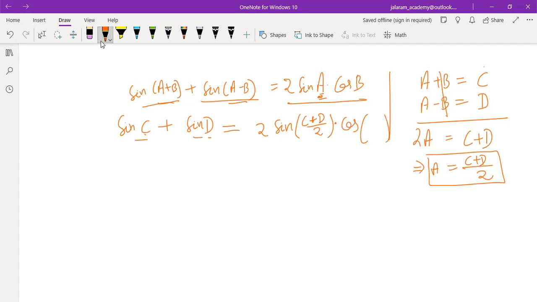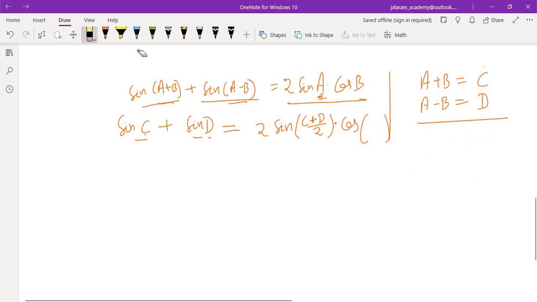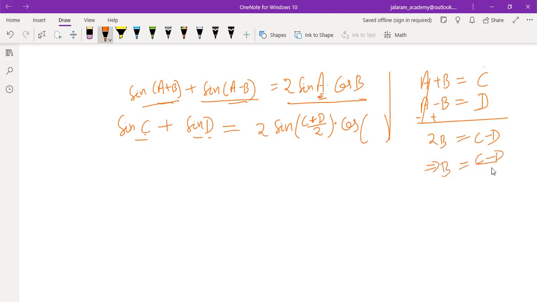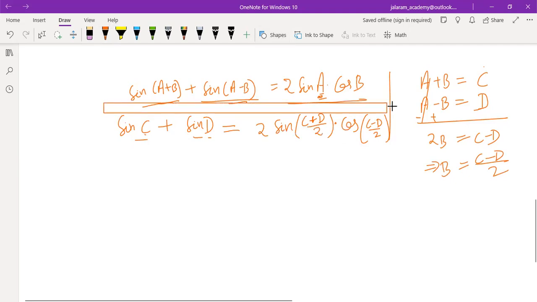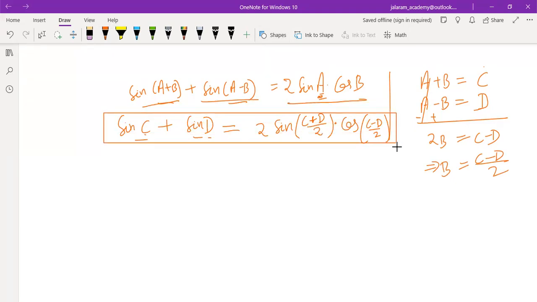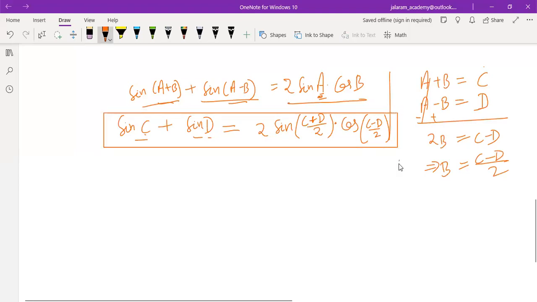To get this, if you now subtract equation 2 from equation 1, it will change the sign. A will be cancelled out this time. So 2B equals C minus D, and it implies B equals (C minus D) upon 2. So the formula is now sin C plus sin D equals 2 sin (C plus D)/2 into cos (C minus D)/2.